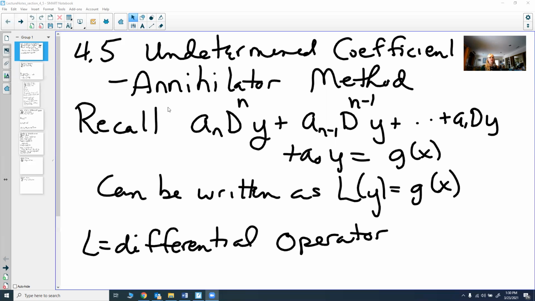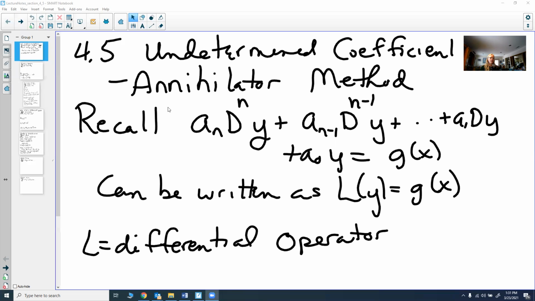So now that we know how to solve homogeneous higher order differential equations, let's look at how we solve non-homogeneous higher order differential equations. There are several different methods to do this. One of them is called the undetermined coefficient annihilator method. There are two different methods for the undetermined coefficients. I happen to like the annihilator method.